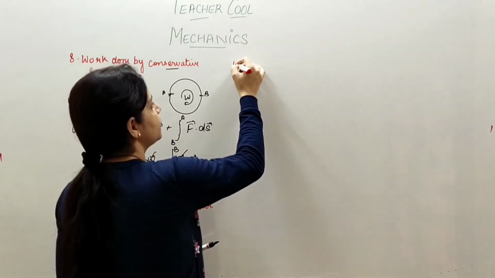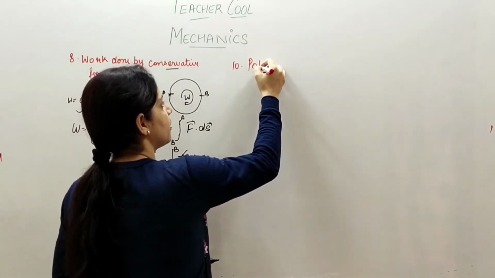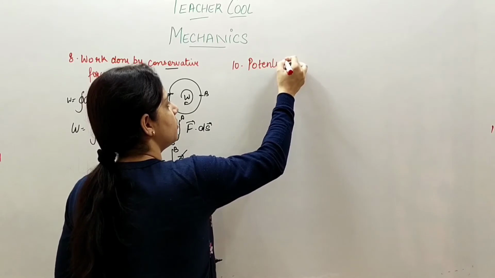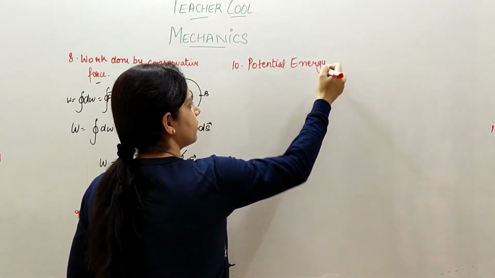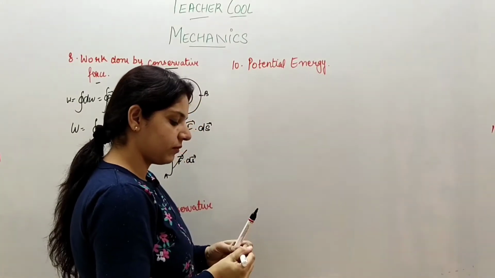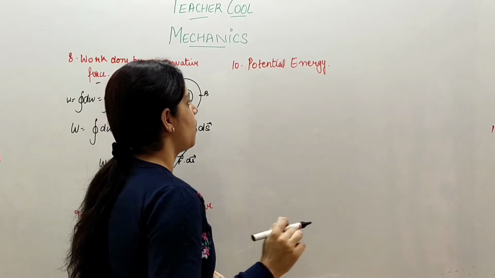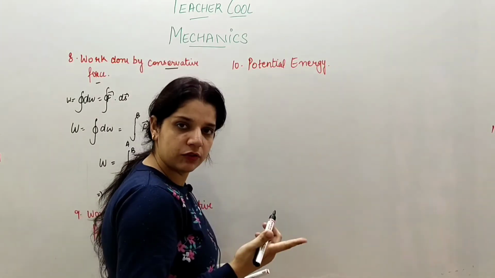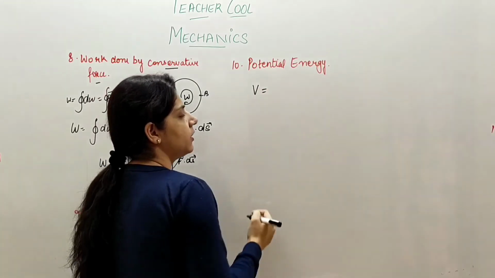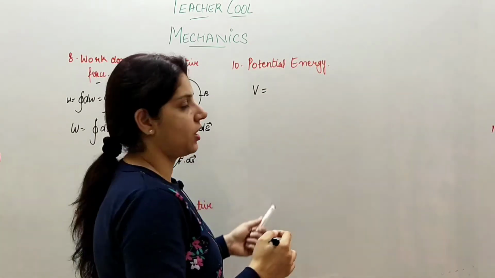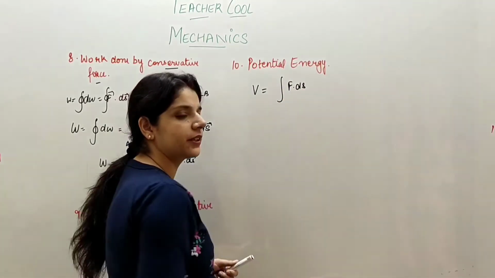Next is, just like the kinetic energy, now we will find the work done in terms of potential energy. Okay. Now, potential energy is again a form of energy. So my work done or the potential energy will also be given by F dot ds vector.